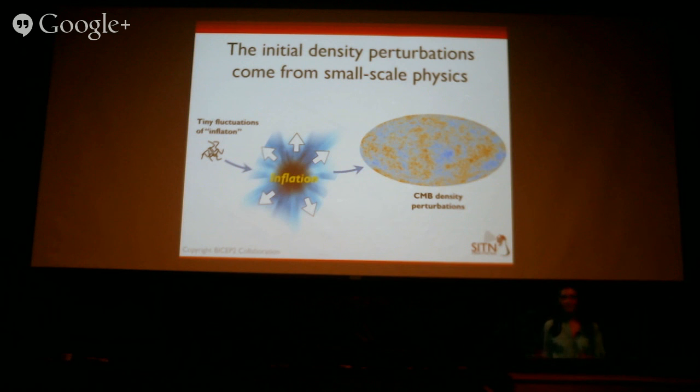So this question of where did the fluctuations on these scales that we can see in the cosmic microwave background come from, and why do they have this particular form, goes back to the physics that governs the very, very smallest scales before inflation.